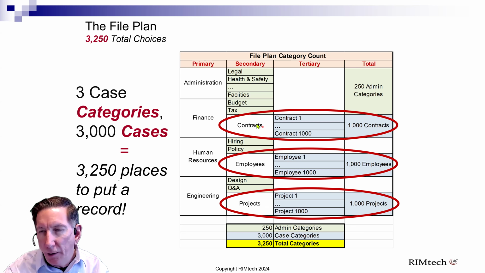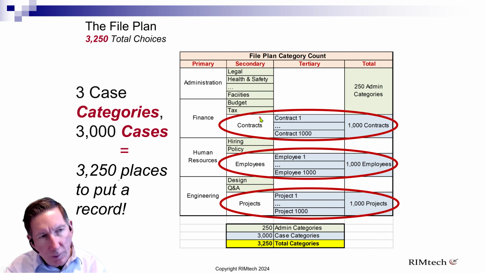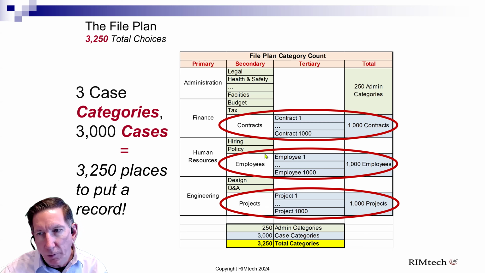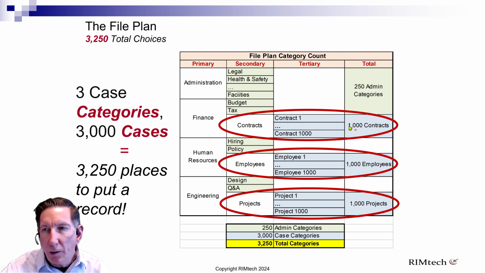Well, if 7,200 of them will be about cases, that means they're either about a contract, an employee, or a project. There has to be 3,000 places for them to go because it could be about a contract. If so, which one? An employee. If so, which one? Right? So you've got to build 3,000 places in SharePoint. Now, that accounts for the case records.